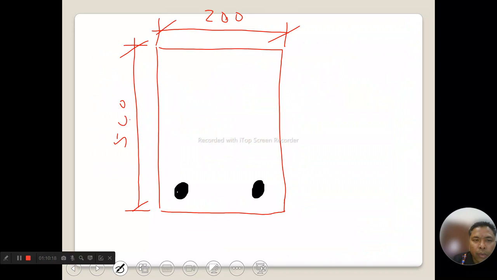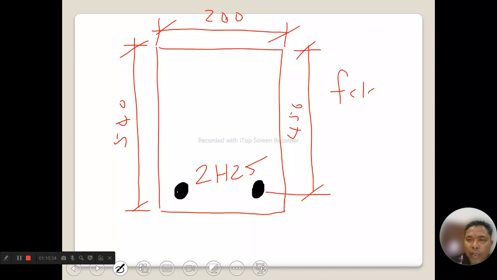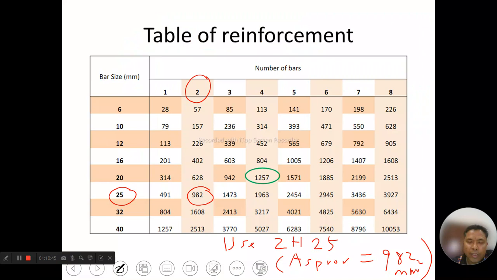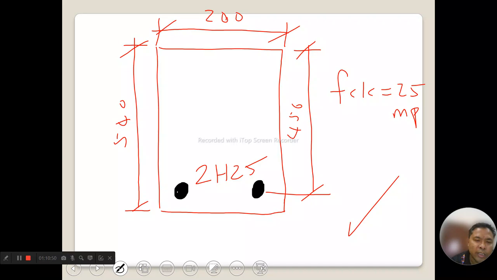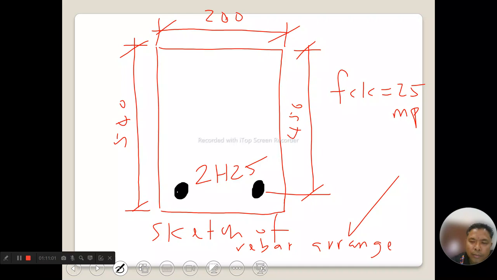Okay. And your effective depth until to center line, this is 450, and this is your 2H25, and this is your FCK tadi 25, sorry, and this is the arrangement. So inilah menjawab soalan. You dah tentukan bilangan besi, you dah propose the reinforcement, you dapat markah kat sini, and then you propose the arrangement. This is the sketch of rebar arrangement. So you dapat markah. Habis, selesai.